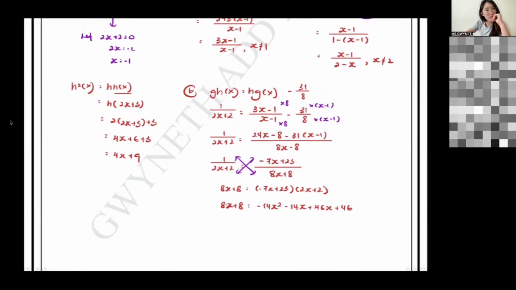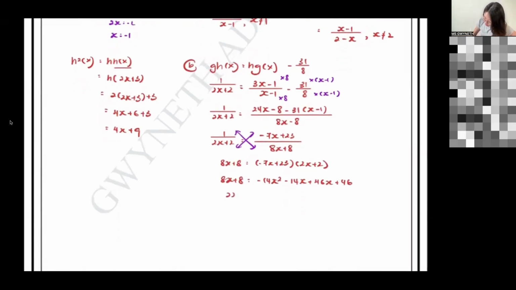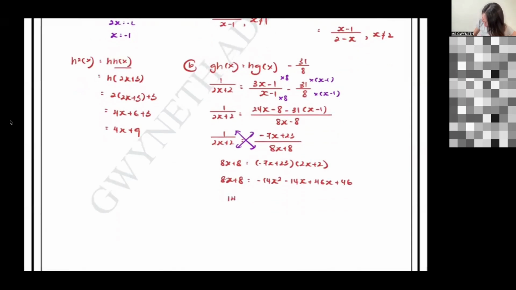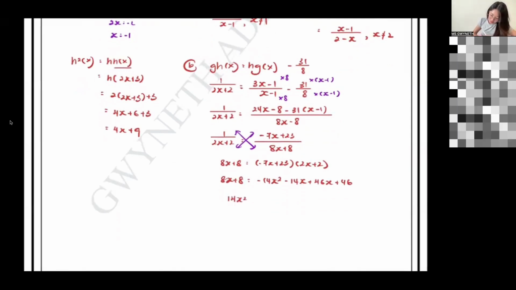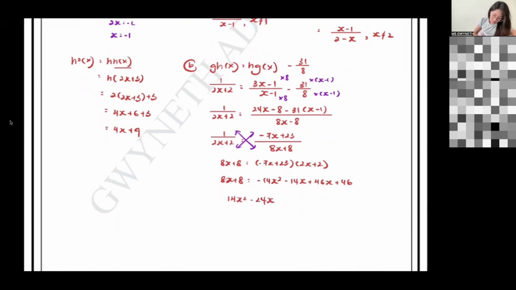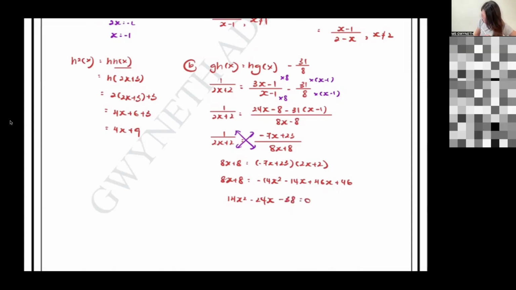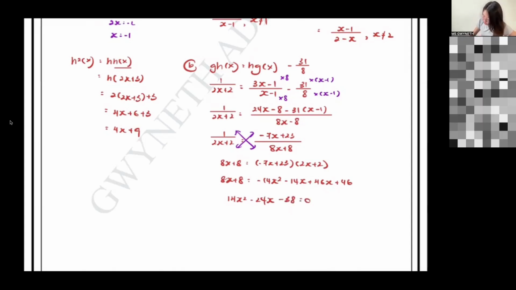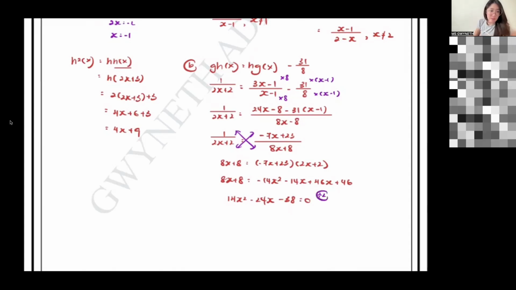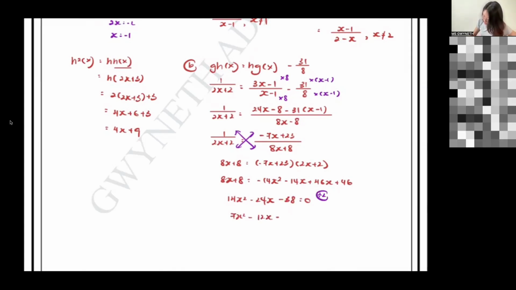Okay, so far so good. Then move over. This is 14x squared, and then 8 plus 14 minus 46, negative 24x. 8 minus 46, negative 38. Then everything divide by 2 over here. Before you factorize, everything divide by 2. So this is 7x squared, 12x, 38 divided by 2, 19.